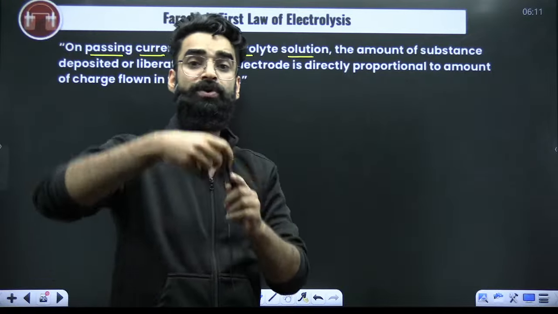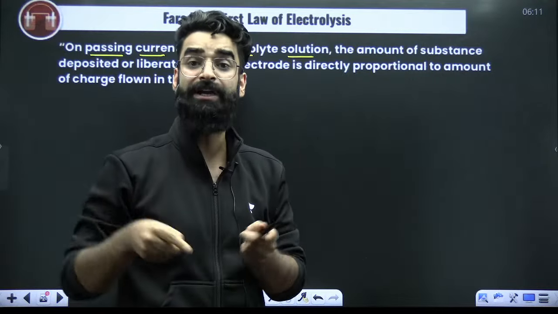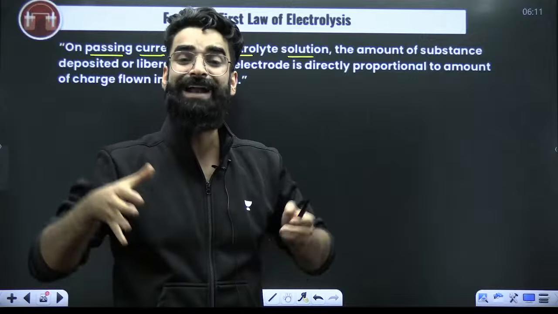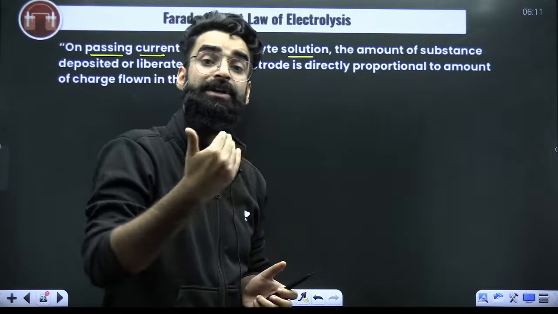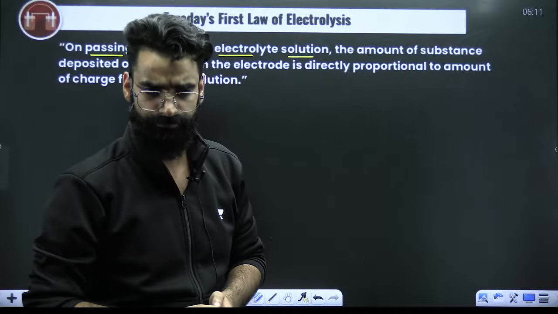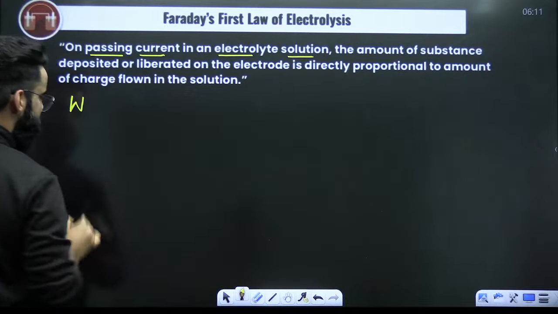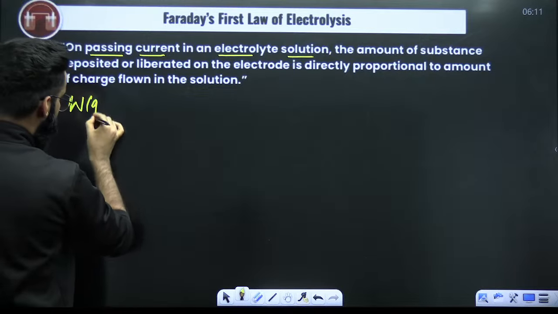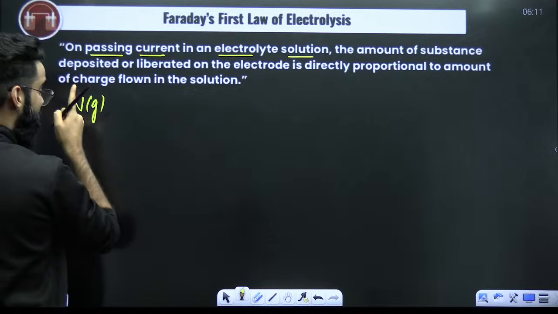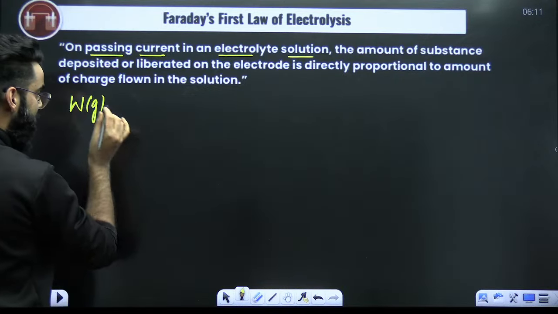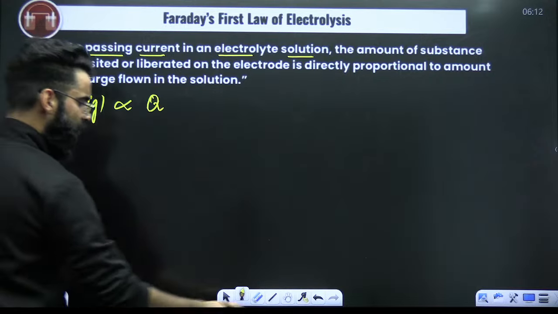Basically, you connected the electrodes with the battery. What does the battery do? It is sending charge into the solution. The more charge that goes into the solution, the more will be the amount of substance getting deposited or liberated at the electrode. So mathematically, I can say it like this: the mass of substance in grams, W, which is deposited or liberated, is directly proportional to the charge which goes into the solution.